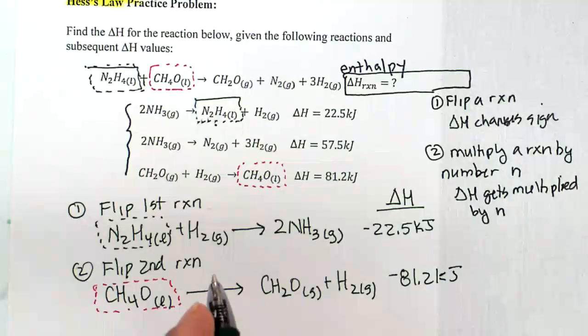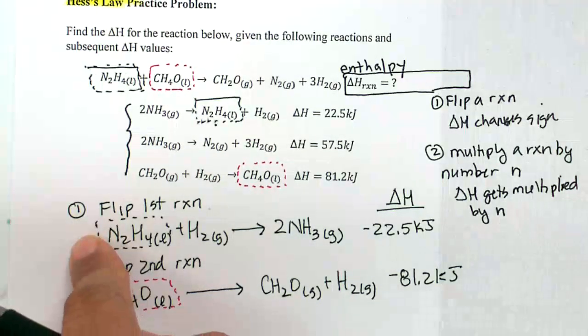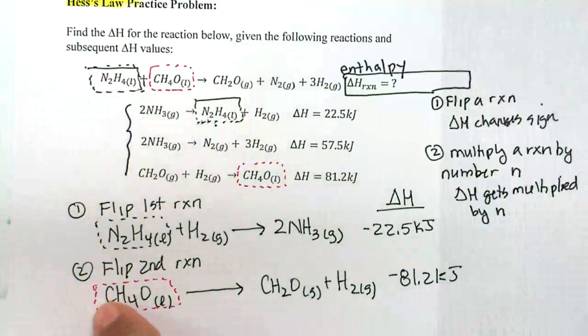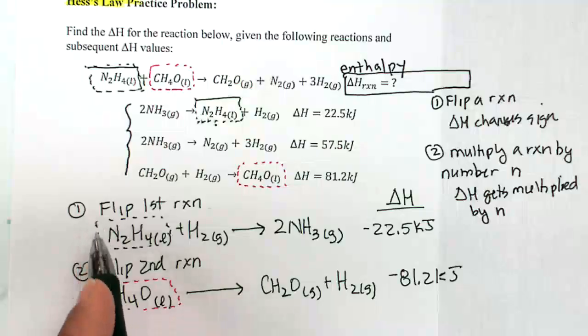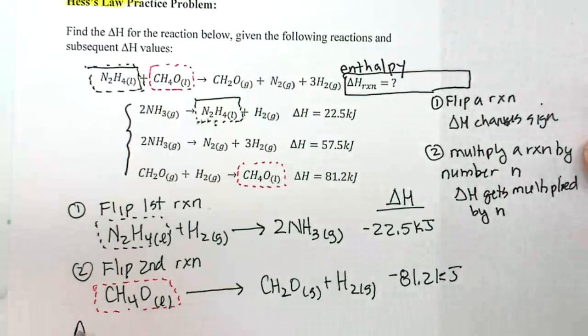Okay, so what I'm going to do now is I'm going to add these two reactions that I flipped, because if I add them, I'll get this in the reactant side and this in the reactant side. So let's add the flipped reaction 1 with the flipped reaction 2. So add the above two reactions.